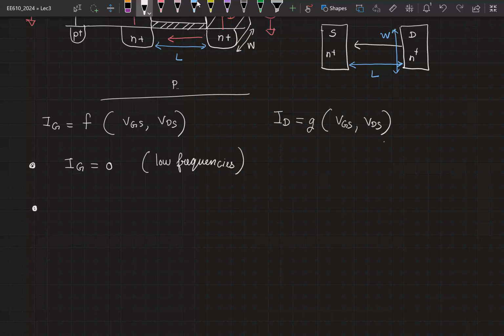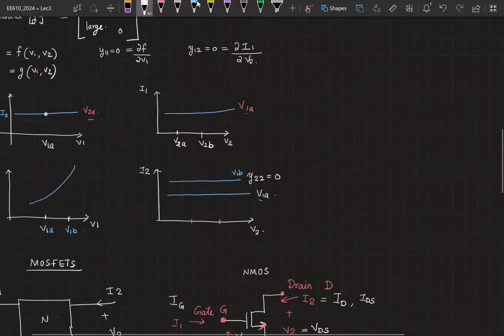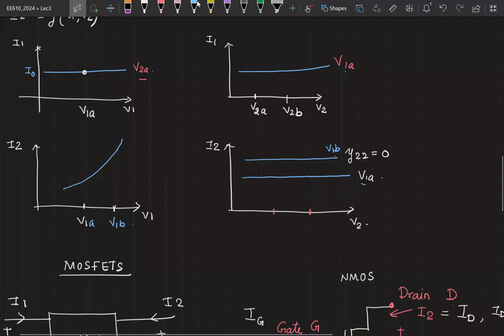What did we want our IG to be actually? What did we want our I1 to be? We just wanted it to be a constant, not necessarily 0. But it is 0 and it is a constant 0, so we are happy.